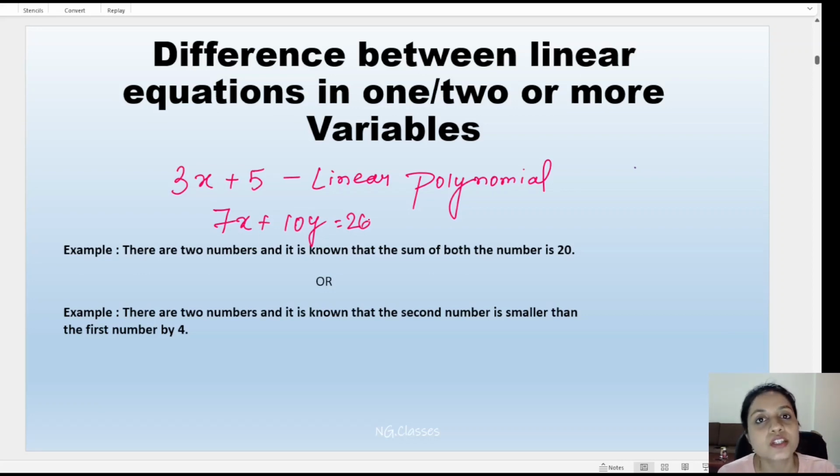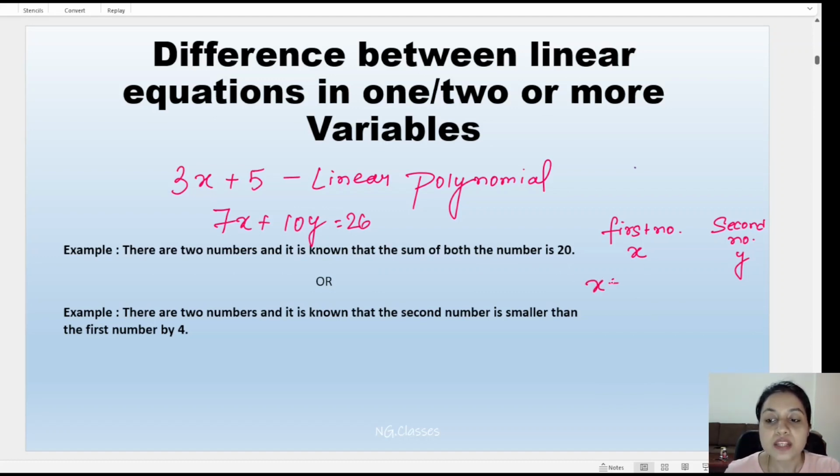Now this linear equation in two variable will also help us to solve different kinds of word problem. So let's see how to convert the statement into equation at first. So the first example says there are two numbers and it is known that the sum of both the numbers is 20. So there are two different numbers. So let's assume both the numbers at first. So let's say the first number is x and the second number is y. Instead of x and y, you can take any variable of your choice. Now it says it is known that the sum of both the numbers is 20.